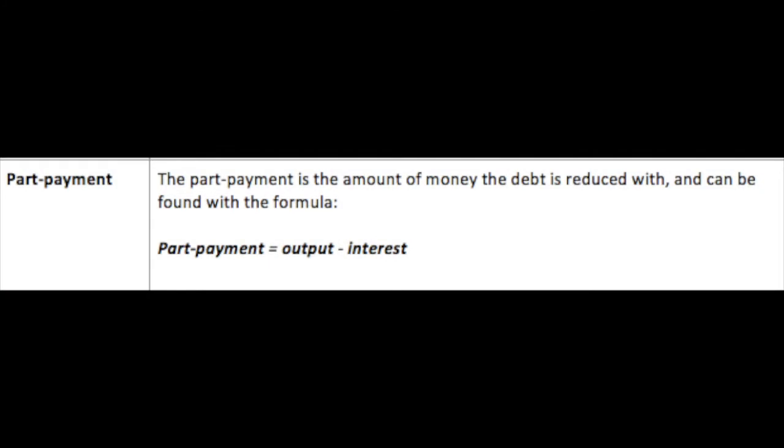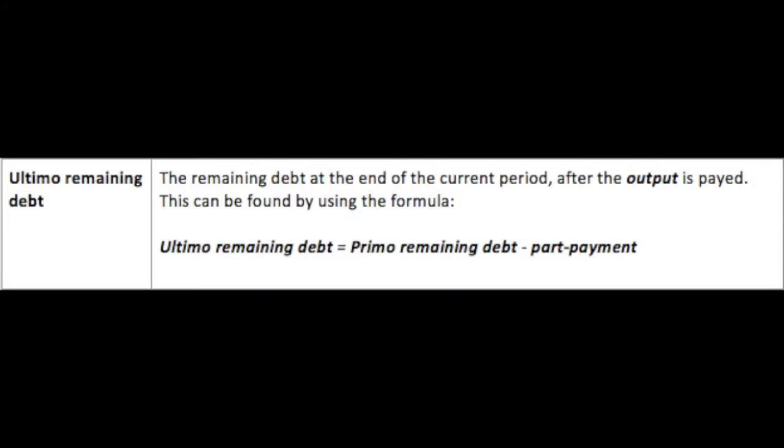Then there's part payment. Part payment is the amount of money the debt is reduced with and can be found with the formula part payment equals output minus interest. The last thing we're going to look at is the ultimate remaining debt, which is the remaining debt at the end of the current period, after the output is paid. This can be found by using the formula ultimate remaining debt equals primary remaining debt minus part payment.